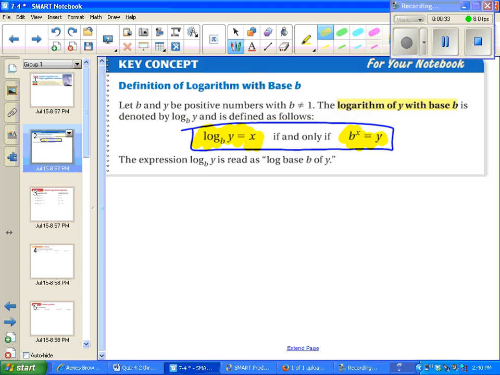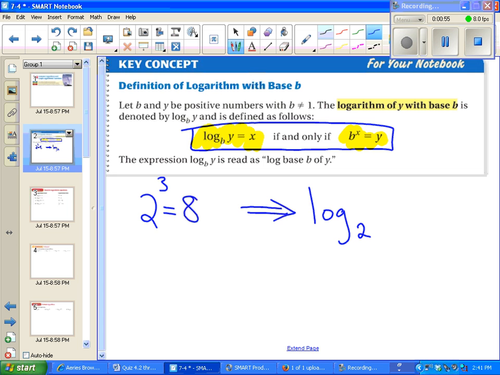and exponential form. This is basically a formula that you have to have memorized. Anytime we see something like 2 to the third equals 8, which is true, we can rewrite that in log form. We keep the base the same. The base on the exponential was 2, so we keep the base 2. That exponent is now on the other side of the equal sign, and the 8 goes here. These both say the same thing.